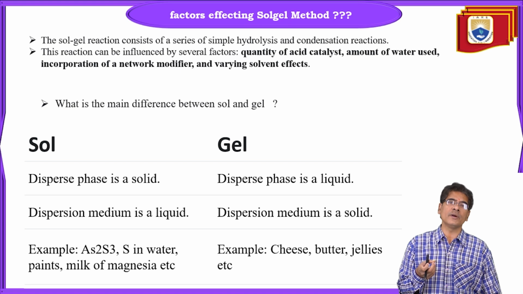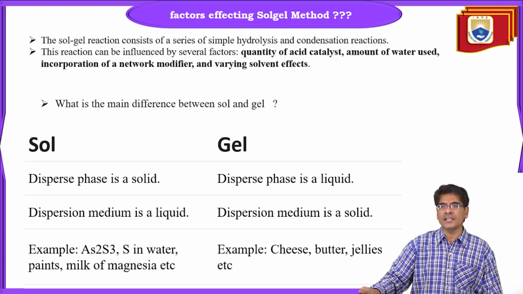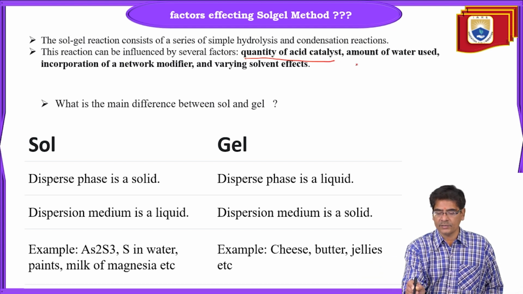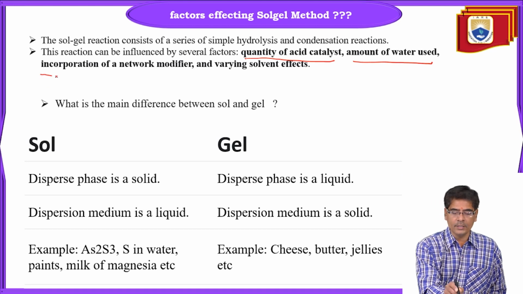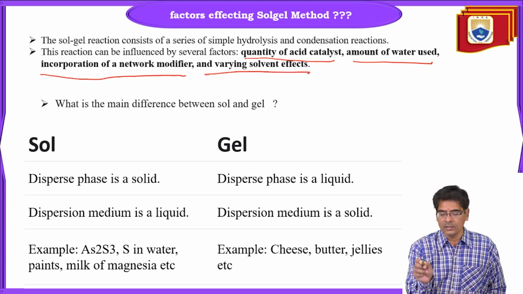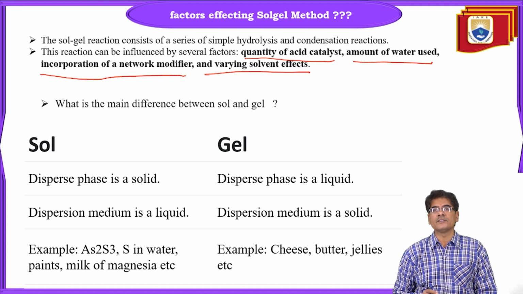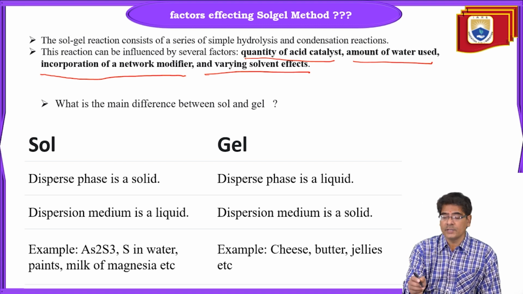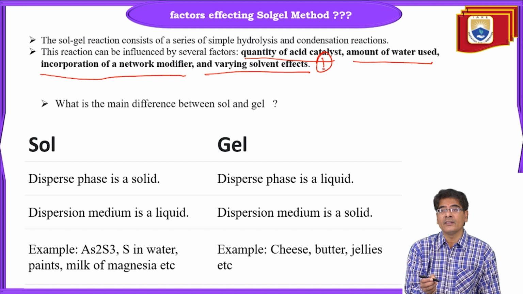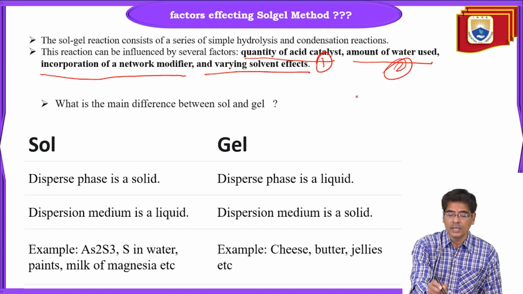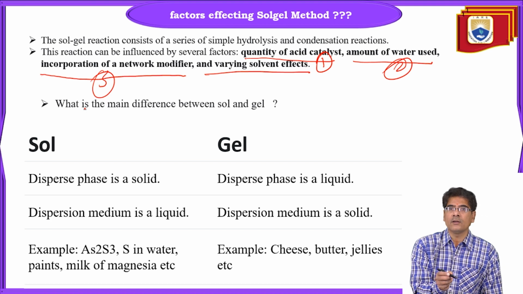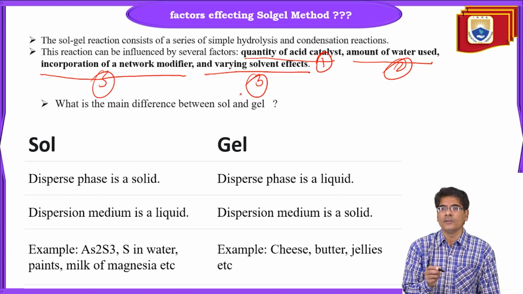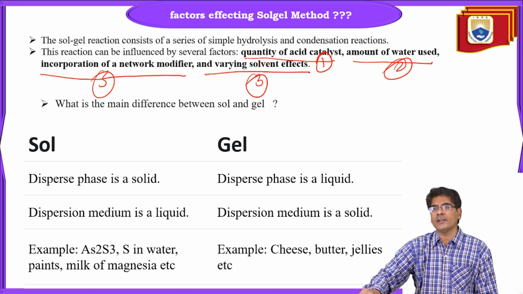That is the quantity of acid catalyst, amount of water used, incorporation of a network modifier, and varying solvents. So these are the factors affecting the Sol-Gel method. The first one is the quantity of acid catalyst. The second one is the amount of water used, the third one is incorporation of a network modifier, and the fourth one is the varying solvent effect. So these are the various factors that affect the Sol-Gel method.